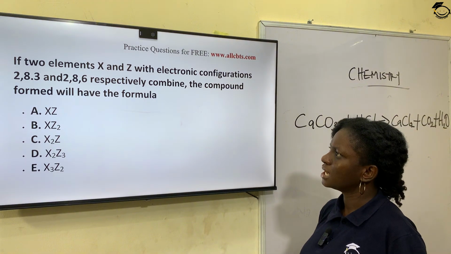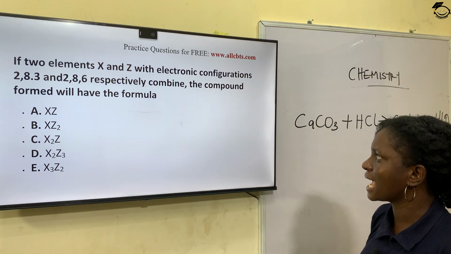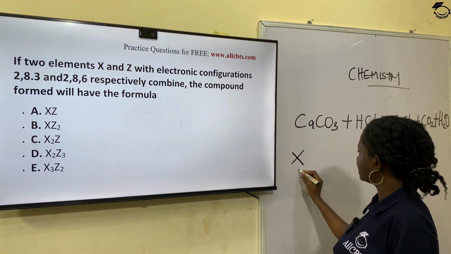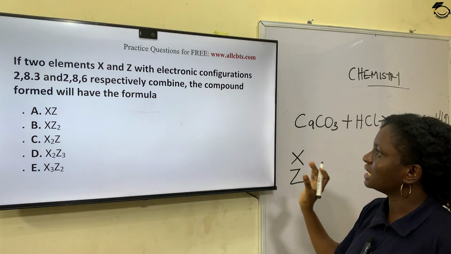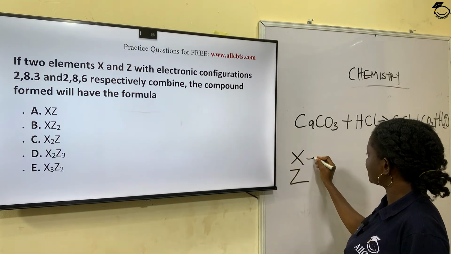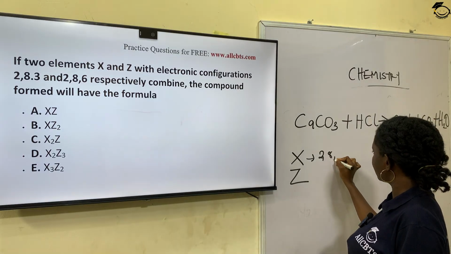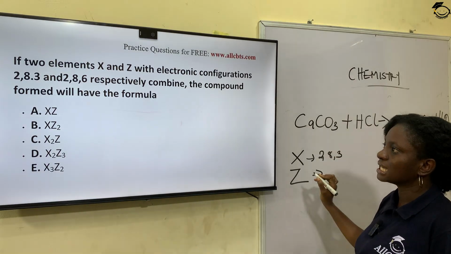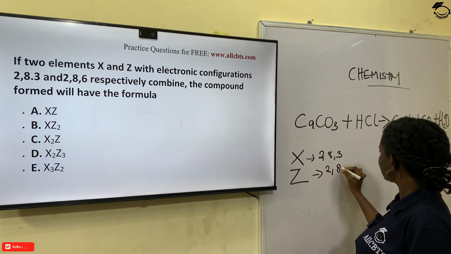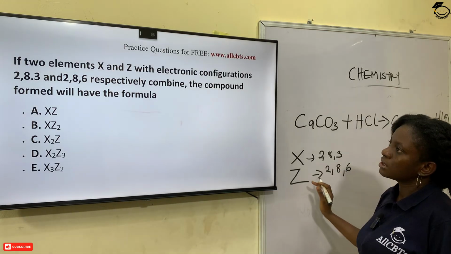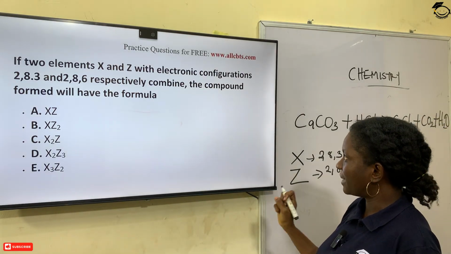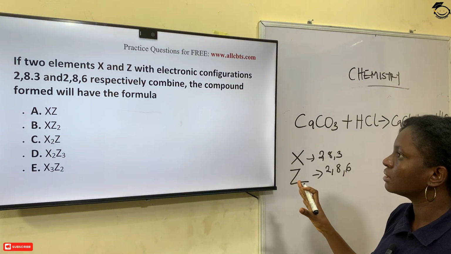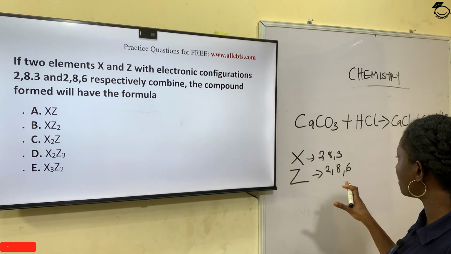Next question. If two elements X and Z with electronic configuration X has 2,8,3, then Z has 2,8,6, respectively, combined, the compound formed has the formula.